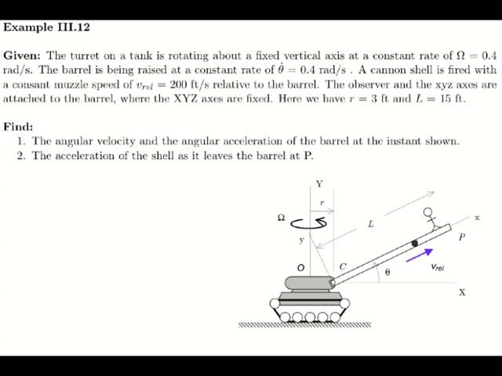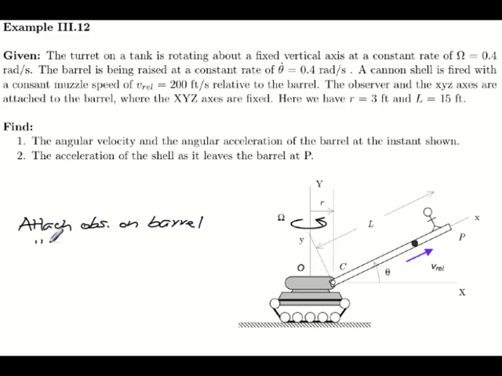We have an observer that's on the barrel. What we want to do first is find the omega and the alpha for that observer, and then second, find the acceleration of the shell as it leaves the barrel there at P. So let's write down what we're going to use here. We're going to put this observer on the barrel.